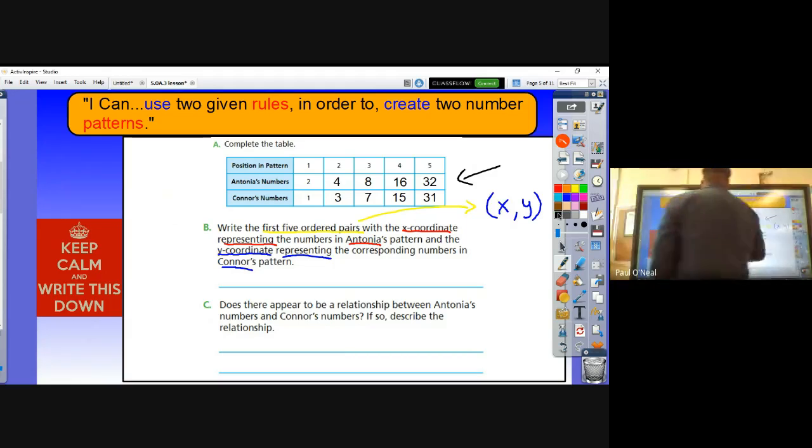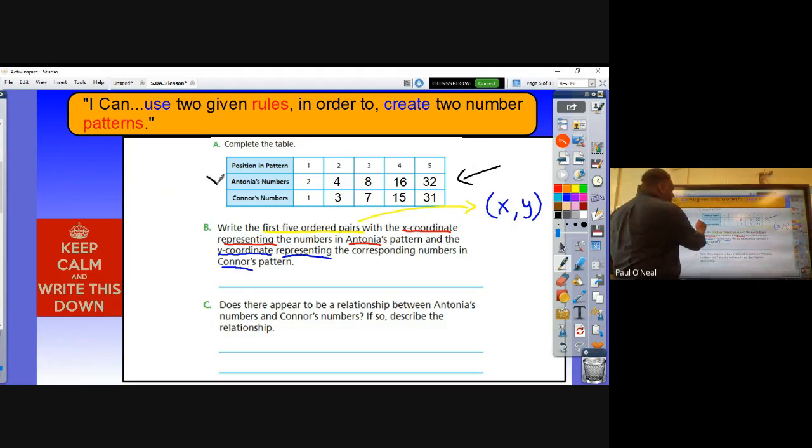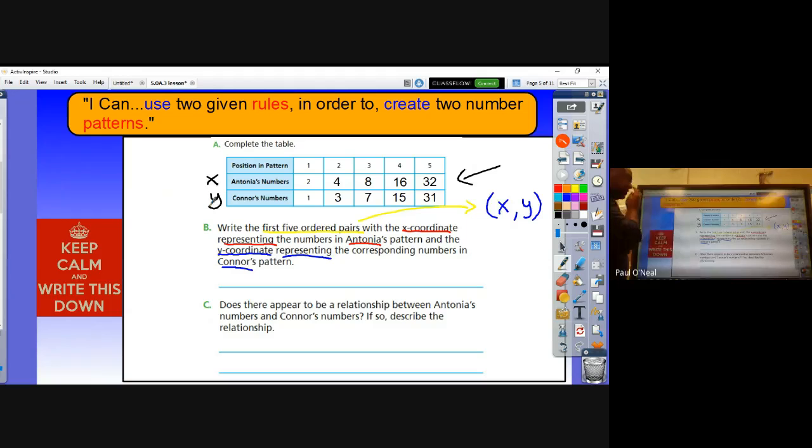Then it says we need the first 5 ordered pairs. So let's use this chart now. X represented as Antonia, Y representing Connor. So I'm going to even label this. Every time you see a chart, label it so you can understand it better, okay? X represents Antonia, Y represents Connor. Okay, first ordered pair, X, Y. So that means we're going to have 2, comma 1.